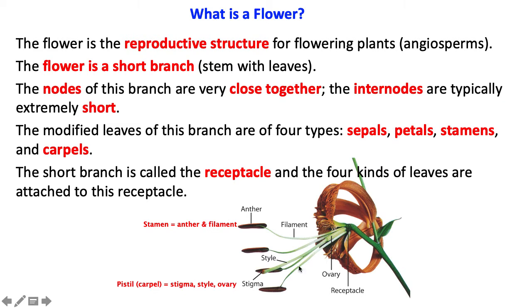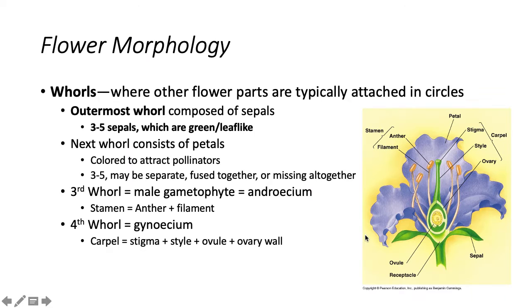Now, all 4 of these modified leaves are arranged in a whorl, okay? And so that's what I want to talk about now. So they're usually attached in some type of circular pattern. And starting from the outermost and working our way towards the center, the outermost is your sepals. Those are the green leaves that surround the petals.